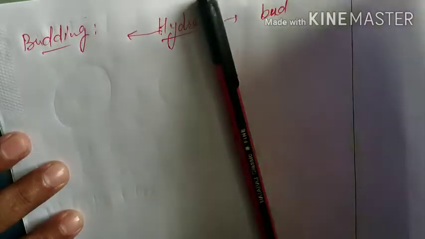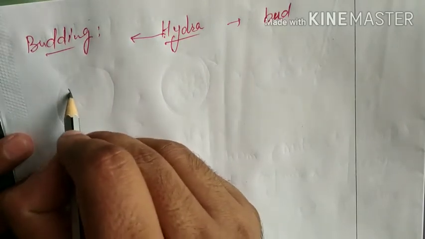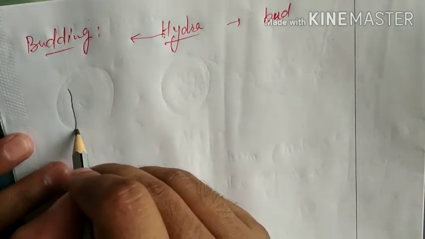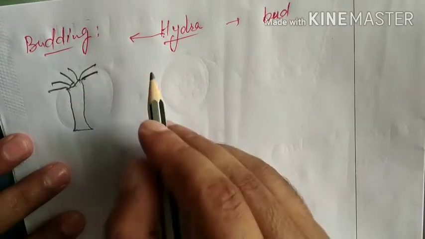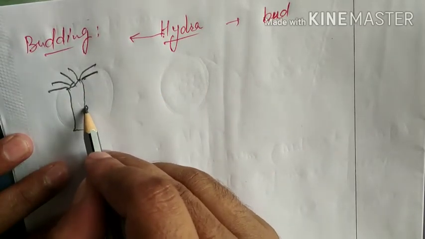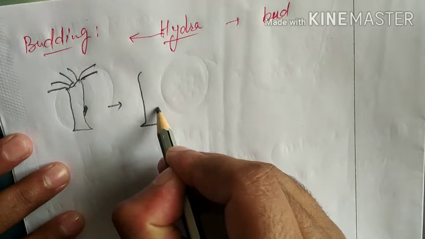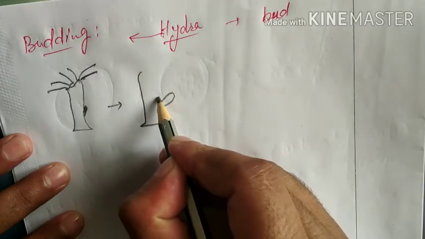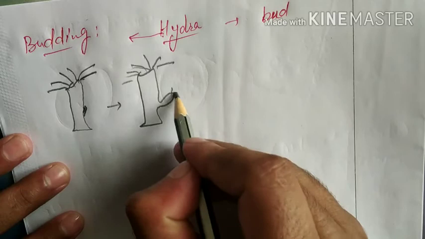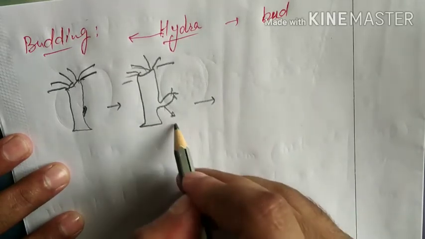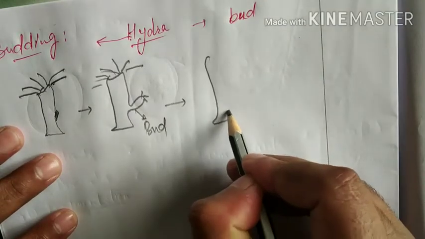For example, let me draw the picture here for our understanding. We have the hydra, the parent hydra body. On this body a small bud-like structure is visible. Let's draw the same body here, but this bud is now growing out. This is our bud. After some time it starts becoming a little bit mature.